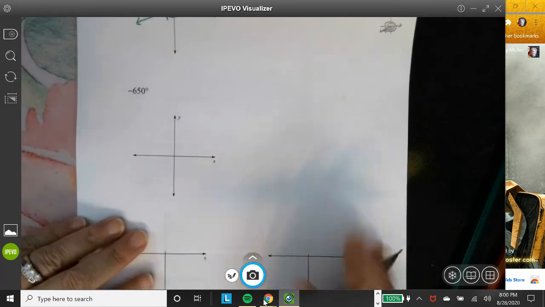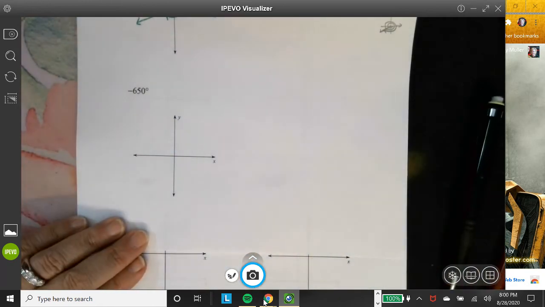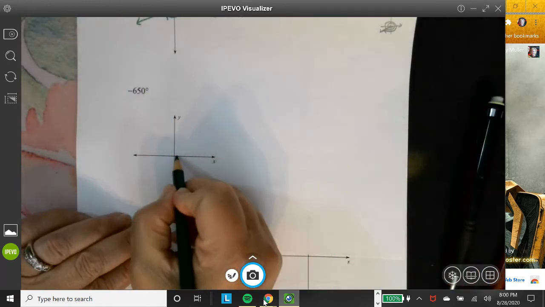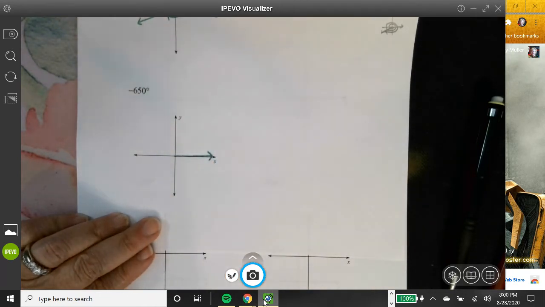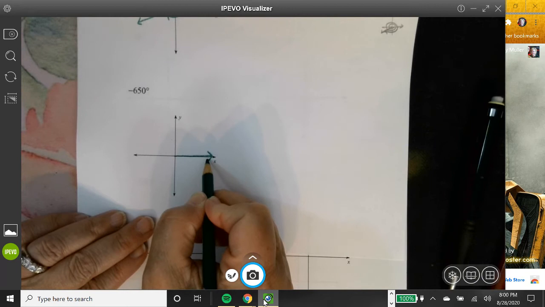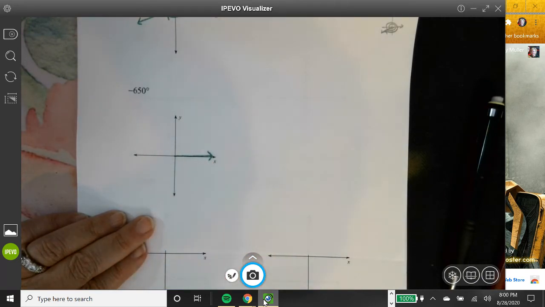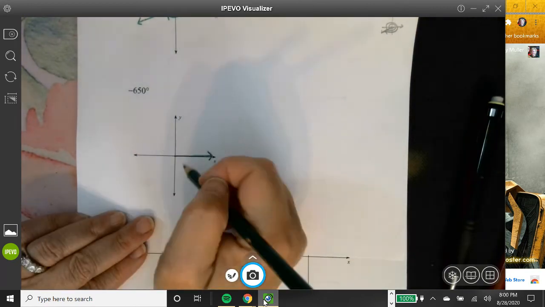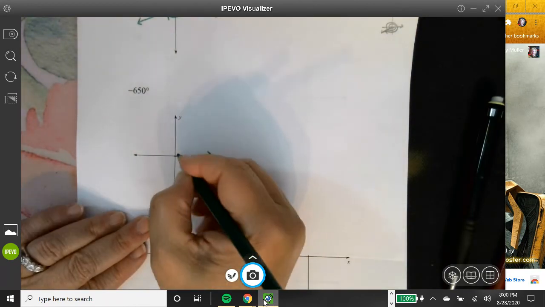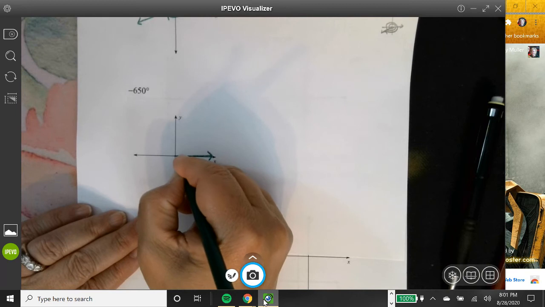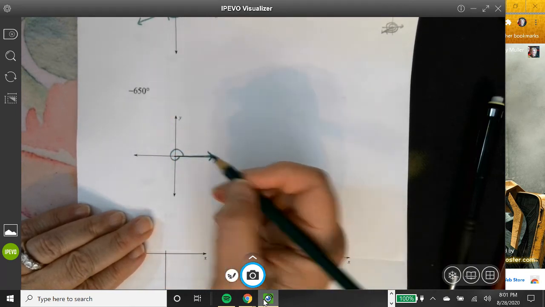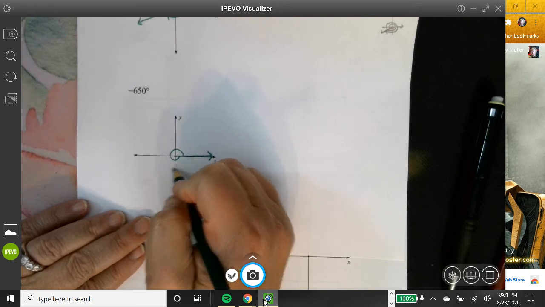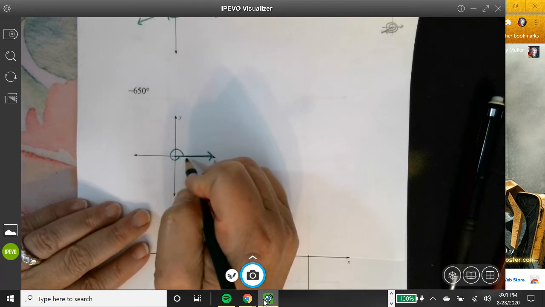Negative 650. We're going to go negative. All right, so here we go, negative 650. So we're going to start in standard position, the initial side on the positive x-axis. And I'm going to go around, let's see, how many times? Well, 360 is all the way around once. So we're going to go negative 360. And then I have to go, if I go all the way around again, that'll be 720.